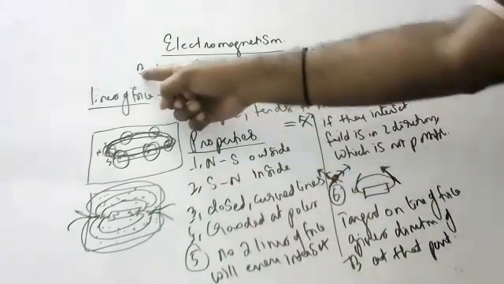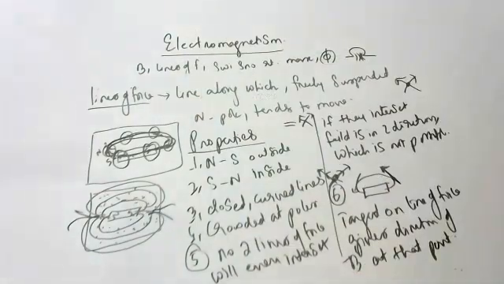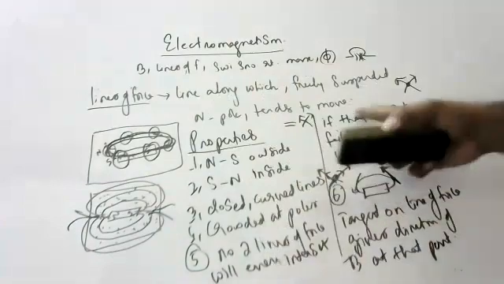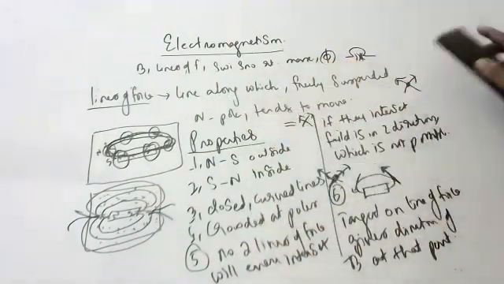So children, we have completed magnetic field, and we have completed lines of force also. Properties are very important. Definition, properties. Okay, children.